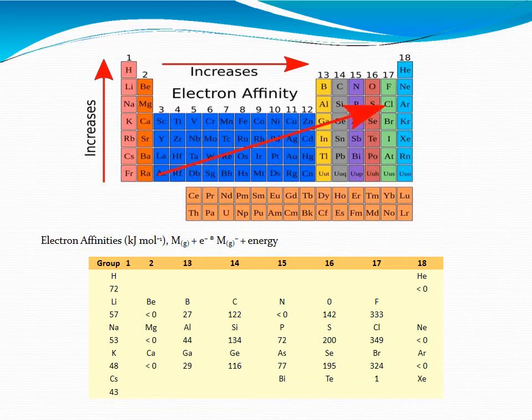This figure shows the trend of electron affinity as we move along a period. Electron affinity increases, and from top to bottom it decreases. For example, lithium has only 57 and fluorine has 333. Chlorine, among all atoms, has the highest electron affinity, which is 349 kilocalorie.